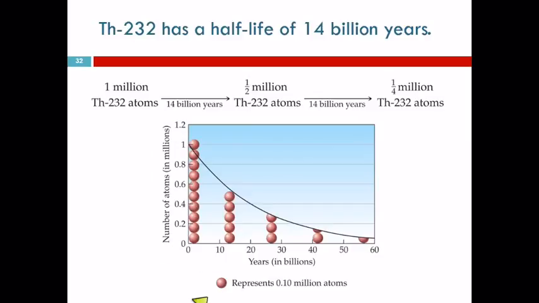So here we have a graph showing what's happening here. Each of these little balls represents 1/10 of a million. So we're starting at 0 years with 10 of these. After 14 billion years, we've got 5 left. After another 14 billion years, we have 2.5. After another 14 billion years, we have 1 1/4, and it gets just cut in half, cut in half, cut in half.